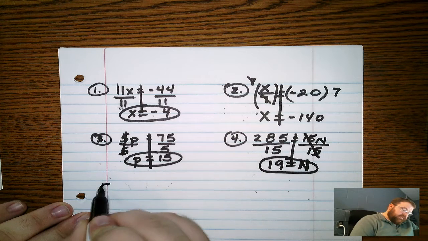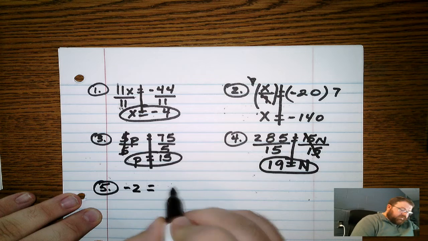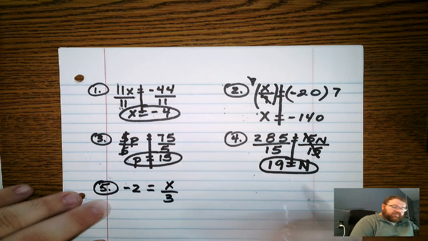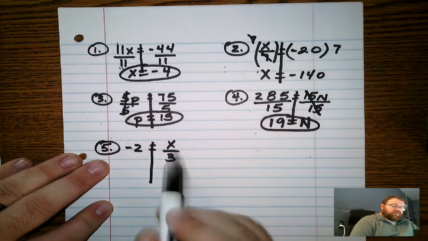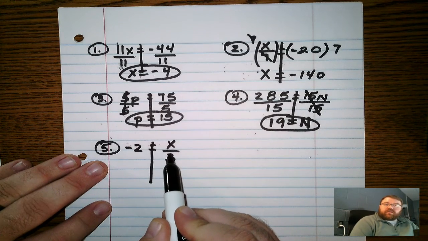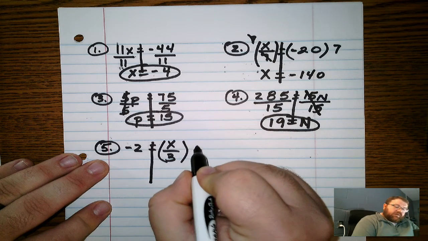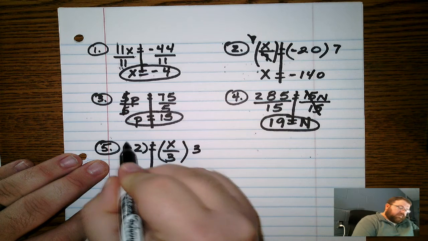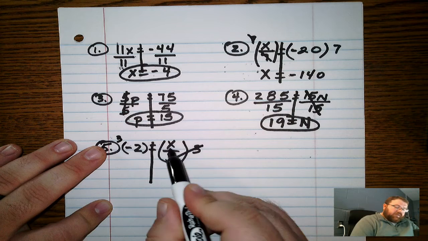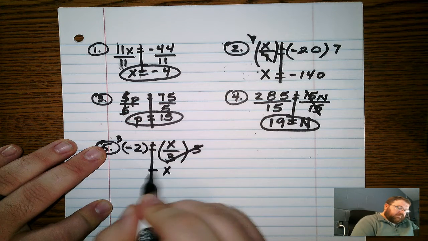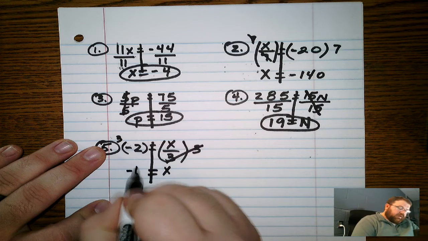Number 5, negative 2 is equal to x over 3. I draw my line. Again, it looks like a fraction, so I know that it is trying to divide. The inverse operation of division is multiply, so I multiply both sides by 3. These cancel, leaves me with x equals negative 2 times positive 3 is negative 6.